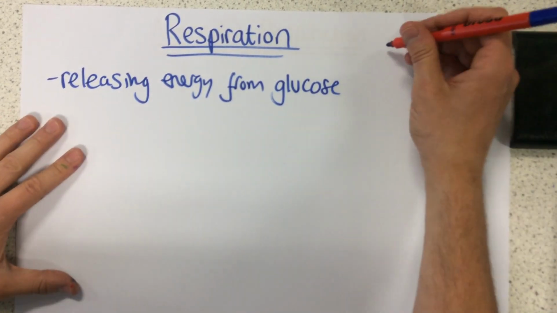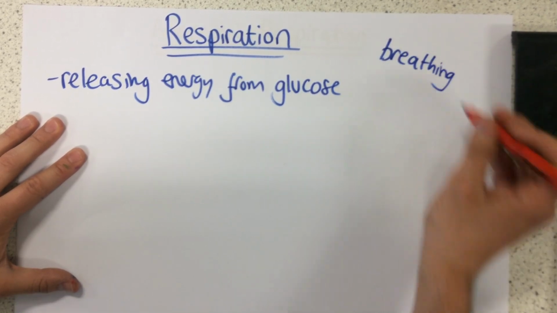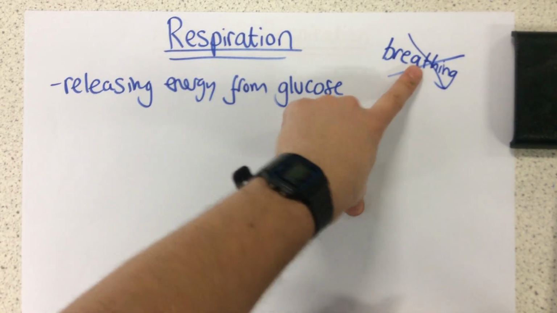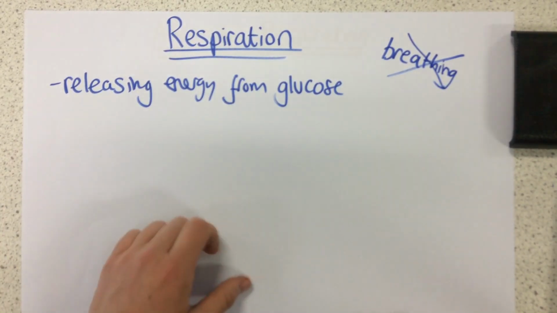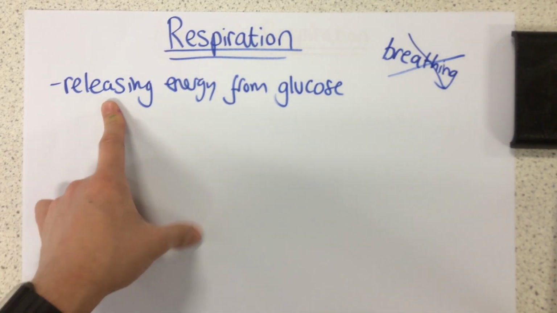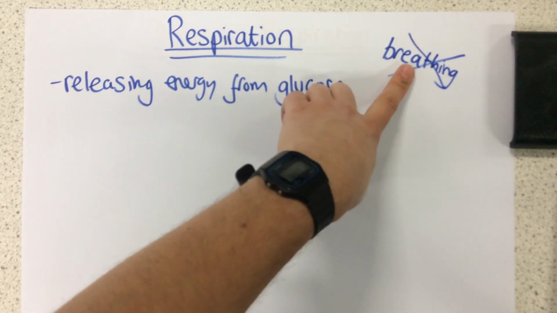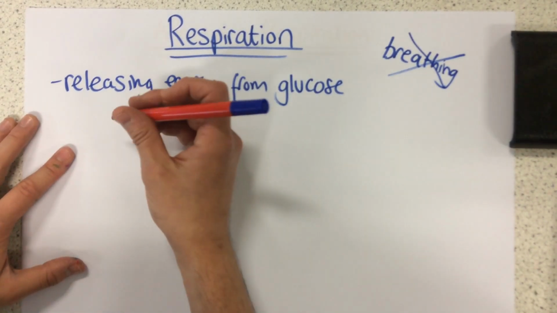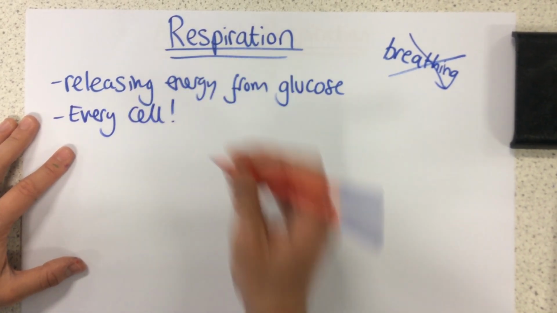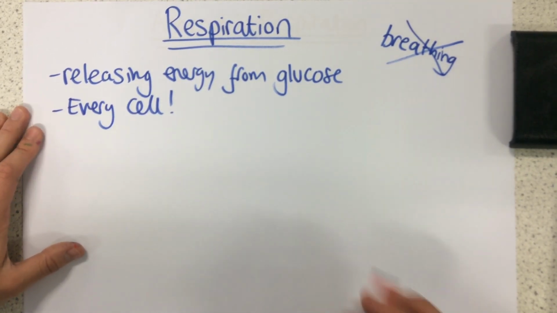Now a really common mistake is lots of people think respiration is the same as breathing. That is not the case. Respiration is not breathing. Breathing is how we get oxygen into our body in the first place. Respiration is releasing energy from glucose. They're very different processes. Also, breathing occurs in the lungs, whereas respiration occurs in every cell. So they are completely different processes. Please do not get them confused.